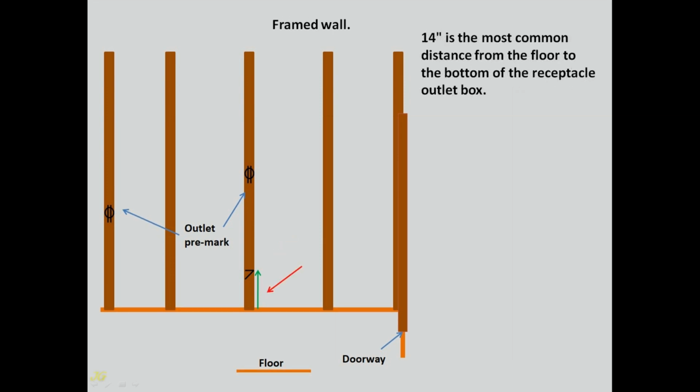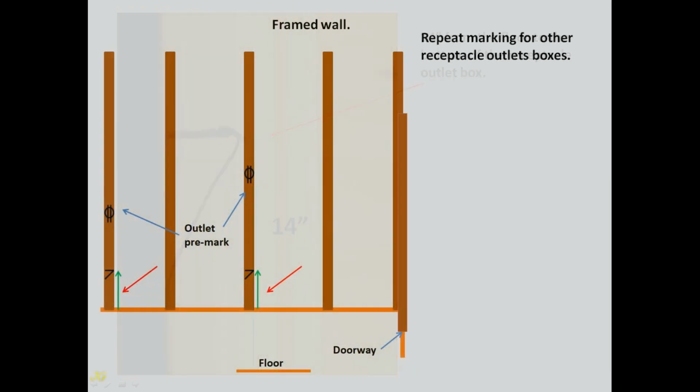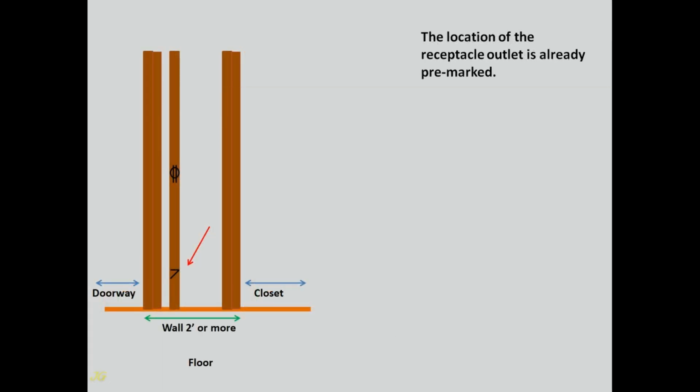14 inches is the most common distance from the floor to the bottom of the receptacle outlet box. 14 inches from the floor to the bottom of the receptacle outlet box. Repeat marking for other receptacle outlet boxes. The location of the receptacle outlet is already pre-marked.